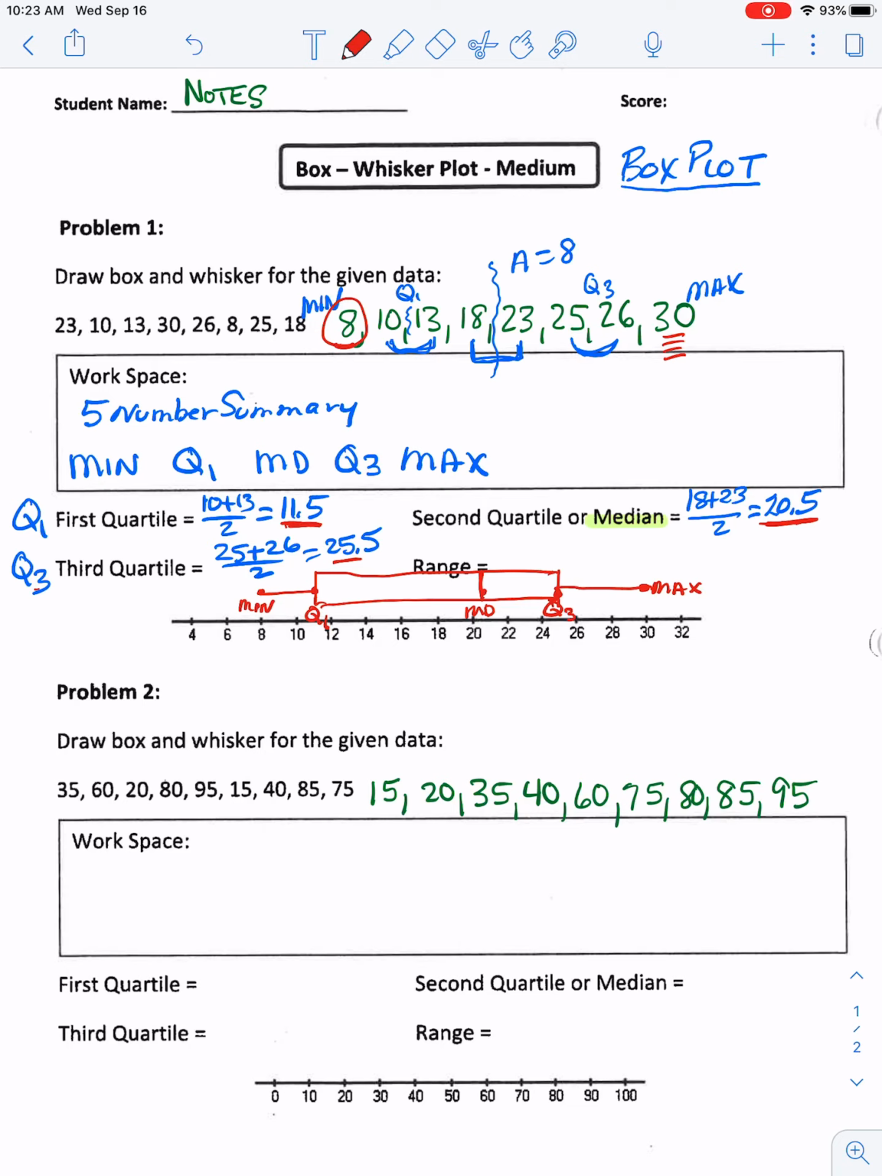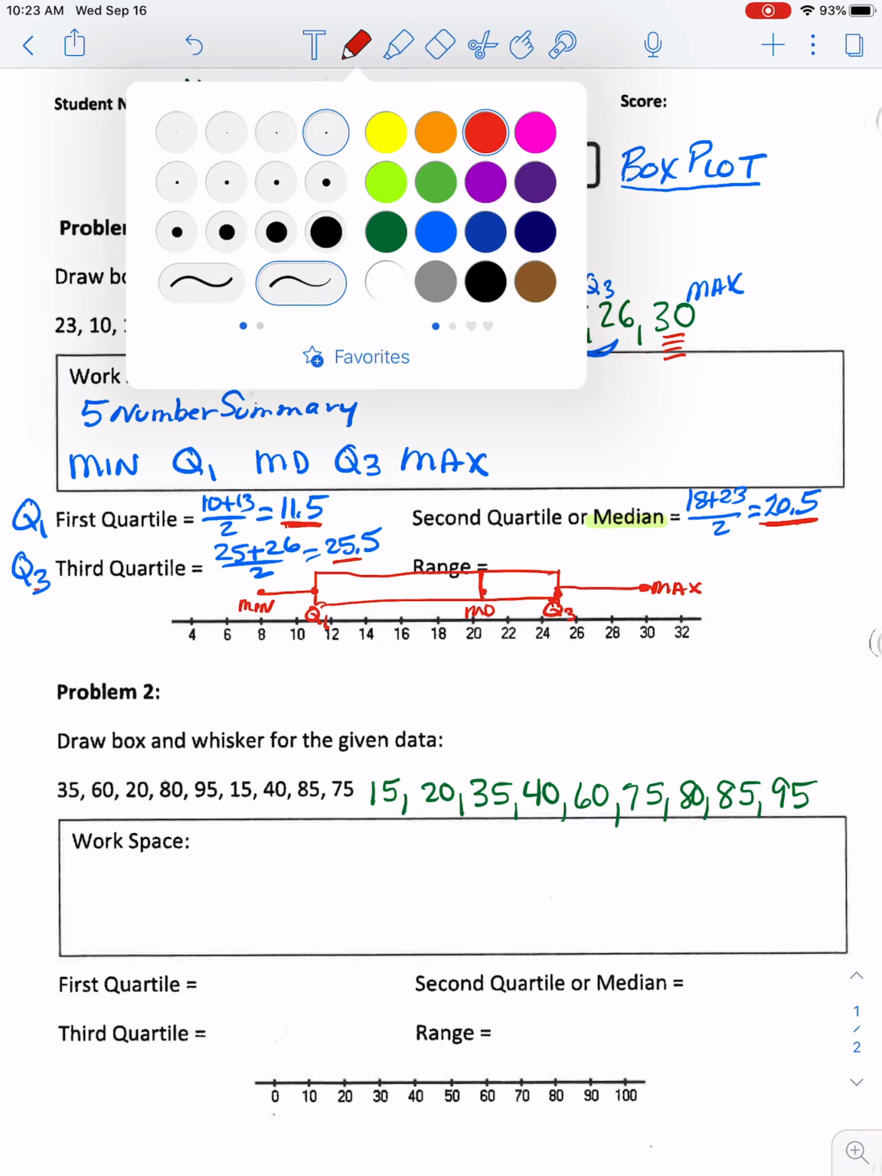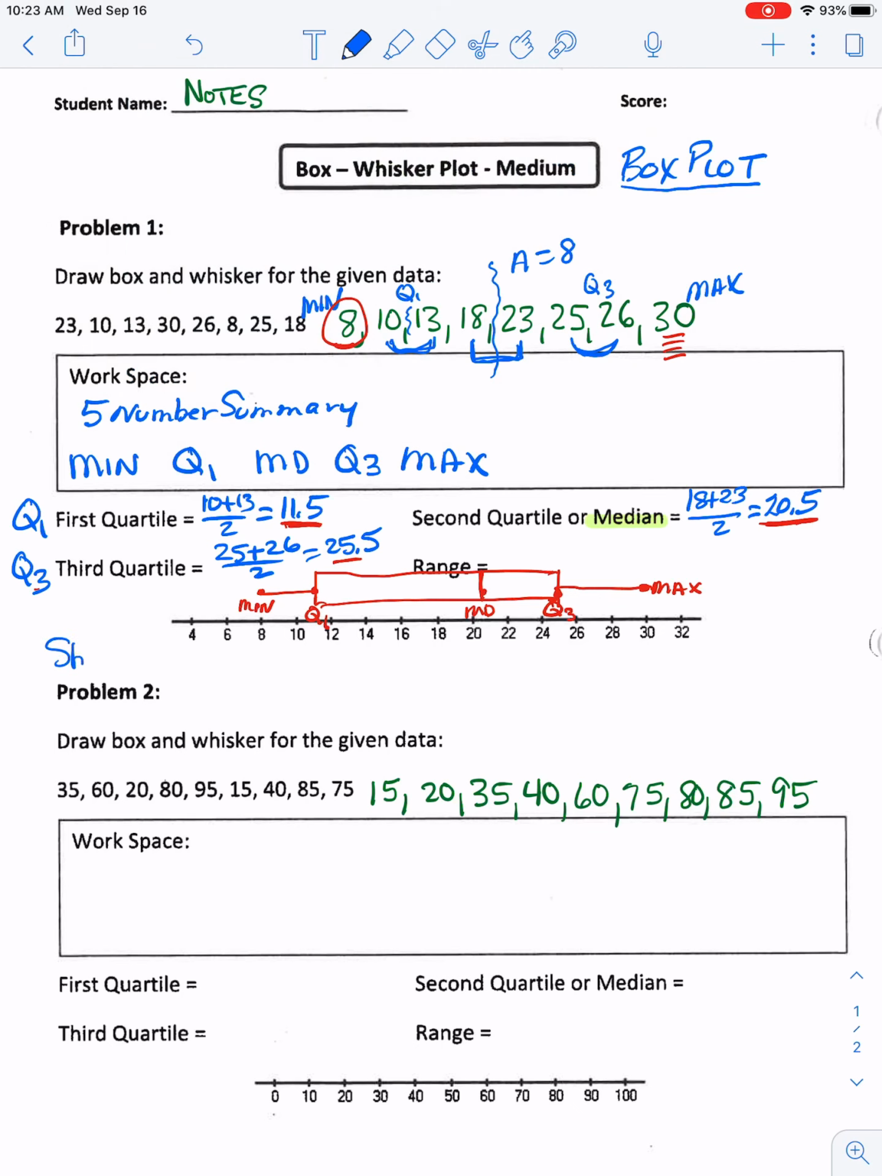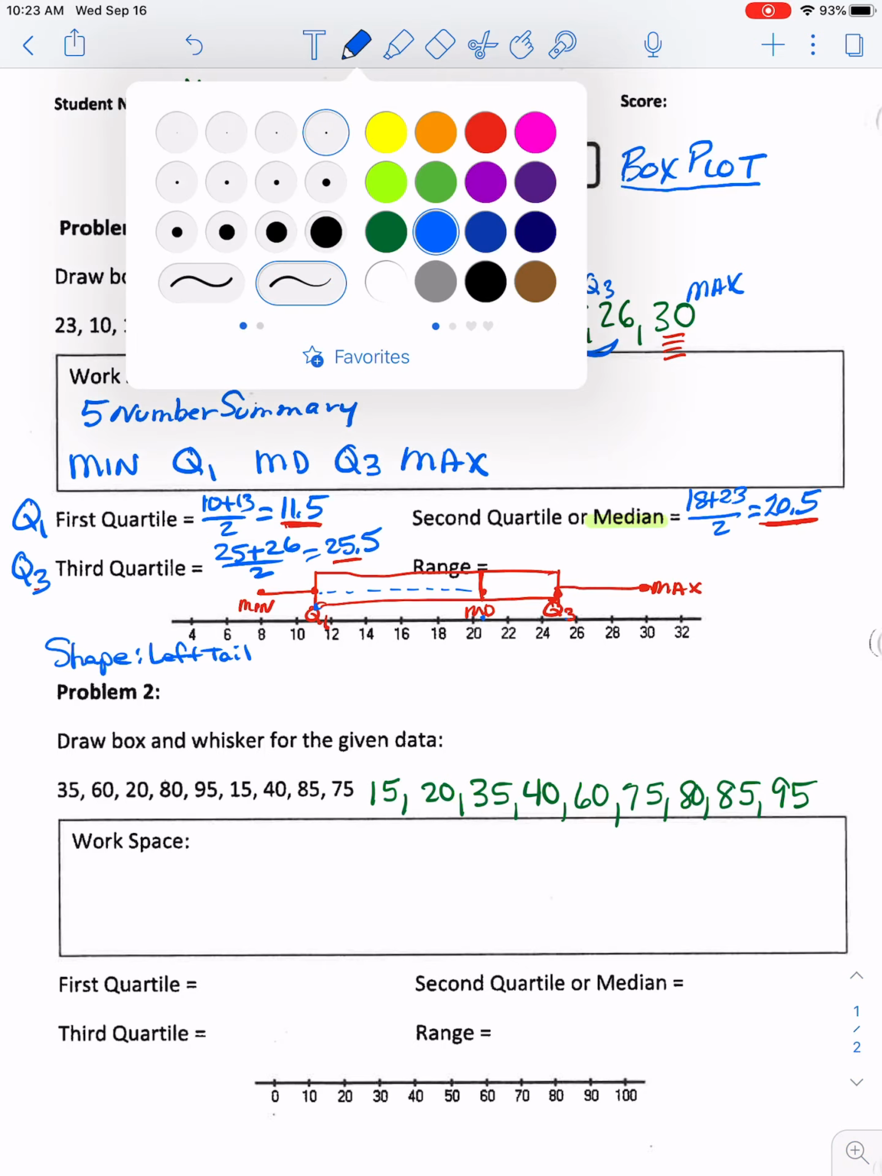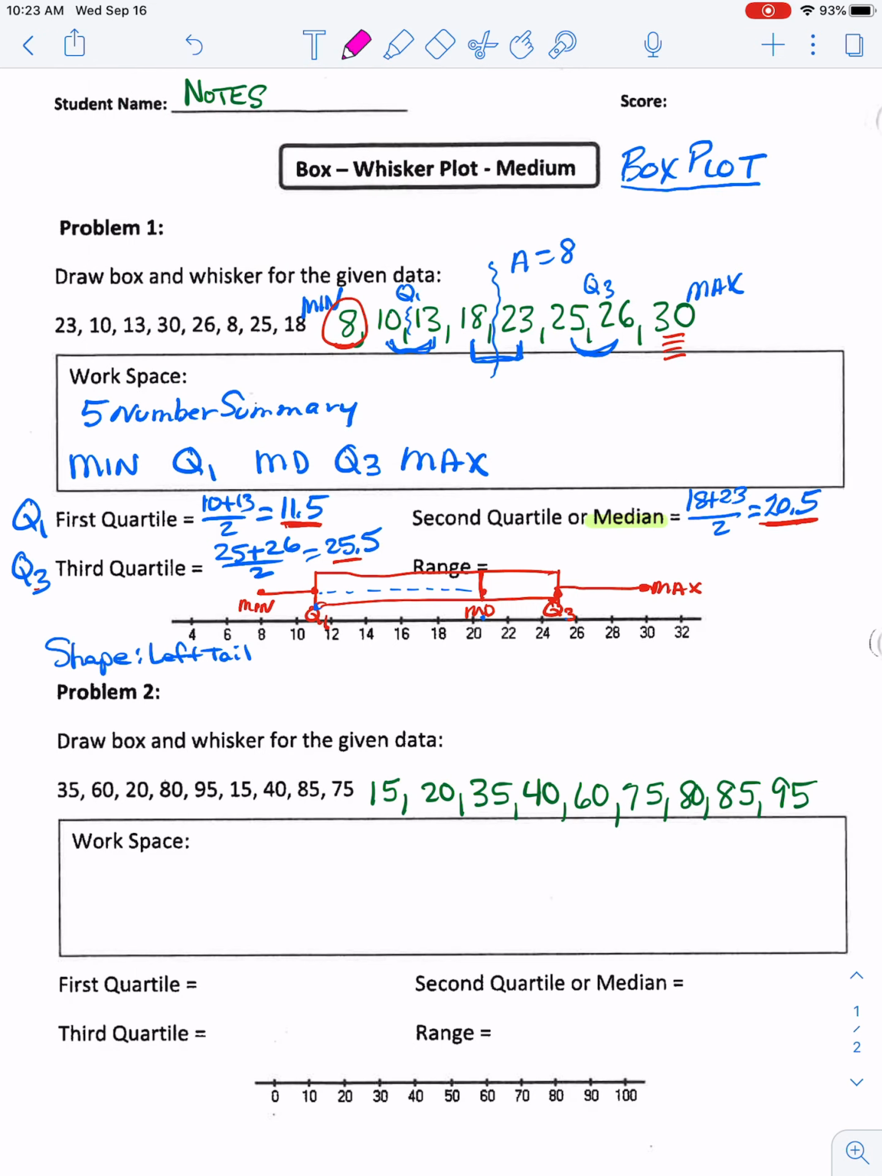Something else we can notice, you know how I like to ask you, well, what's the shape? The shape of the distribution goes by the space in the box. In this case, it is further from Q1 to the median than it is from the median to Q3. So I would call this one a left tail, by the space in the box. Also, it looks like I drew over the range word in there. Range for this one is just the high minus low, or max minus min. So you're going to say it's from 30 to 8, or 22. Sorry about that, I skipped over it.